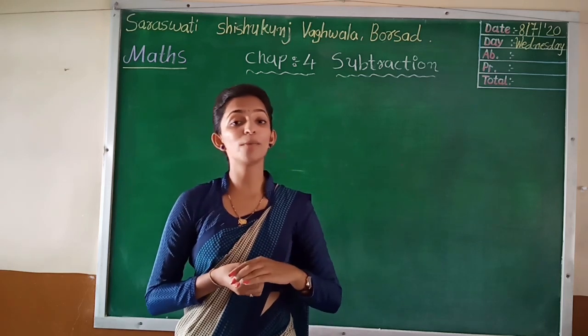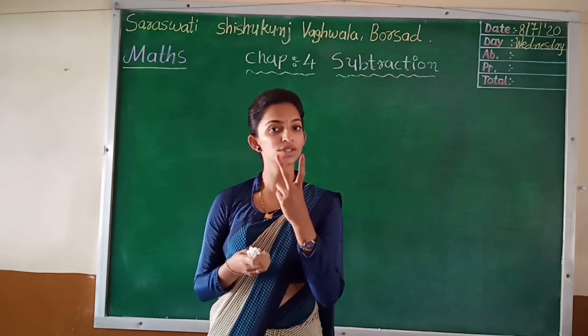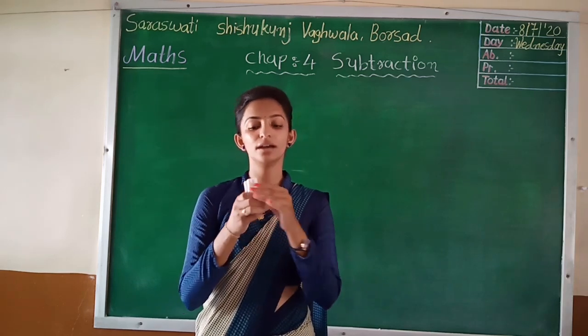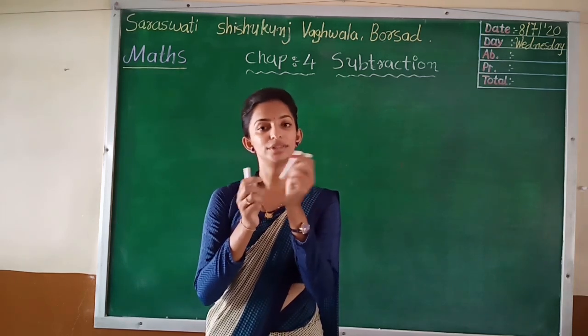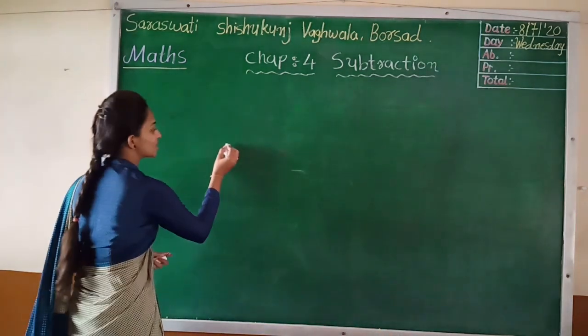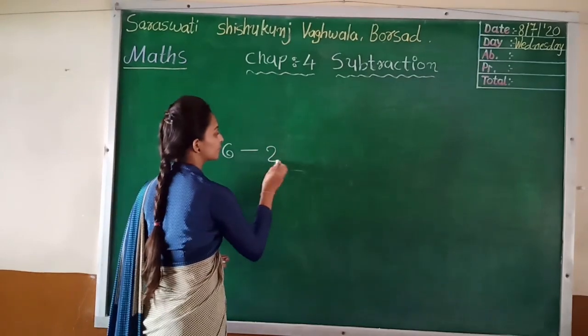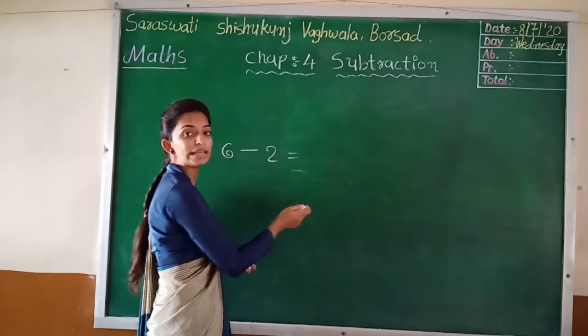How many total chalks do we have? 6. Now I remove 2 chalks. Then how many chalks are left? 1, 2, 3 and 4. So our answer will be 4. Total chalks are 6, removing 2 chalks. So our answer will be 4.